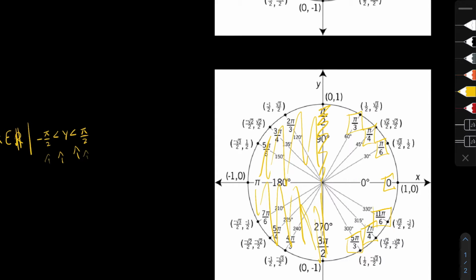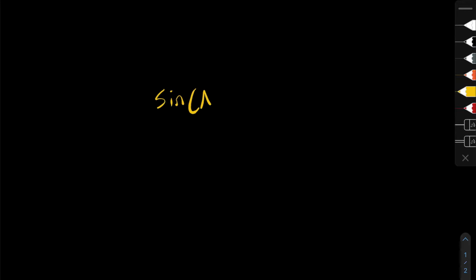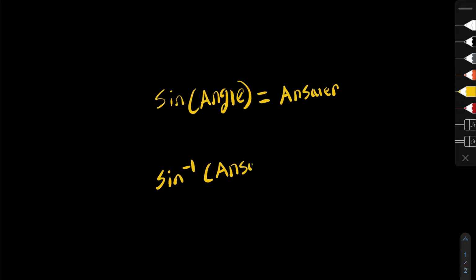Now, we can also look at the different types of ways that it can be written. So, for sine, in this example, if it says sine of angle, meaning theta, or 40 degrees, 50 degrees, whatever the angle might be, this will be equal to your answer. Or, if we have sine inverse, so inverse sine, it will have our answer in our parentheses, and then it would be equal to our angle or our theta.